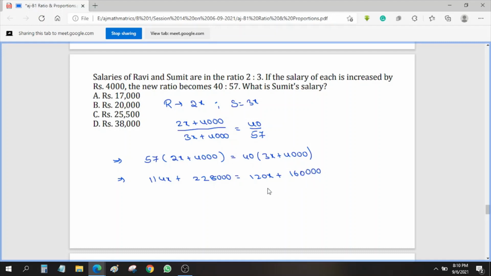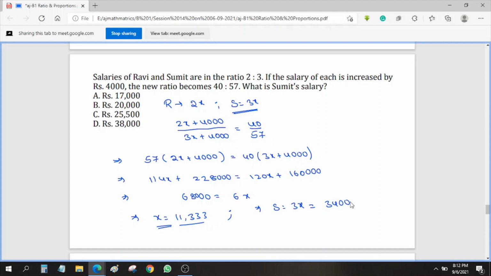Okay, 4 zeros. Take 114x to the right side and the constants to the left side. So 228 minus 160, you will get 68,000 here, which is equal to 6x. Sumit's value is 3x, right? So instead of finding the x value, we can directly write Sumit's salary. Sumit's salary is 3x, which means 6x by 2, which is 34,000.